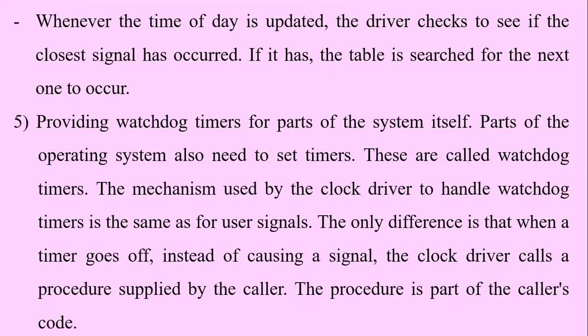Number 5 is providing watchdog timers for parts of the system itself. Parts of the operating system also need to set timers. These are called watchdog timers. The mechanism used by the clock driver to handle watchdog timers is the same as for user signals. The only difference is that when a timer goes off, instead of causing a signal, the clock driver calls a procedure that is supplied by the caller. The procedure is part of the caller's code.